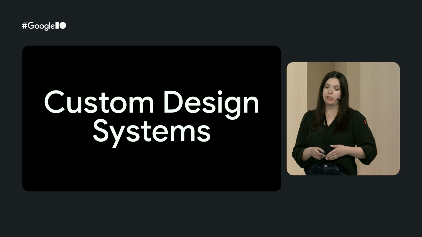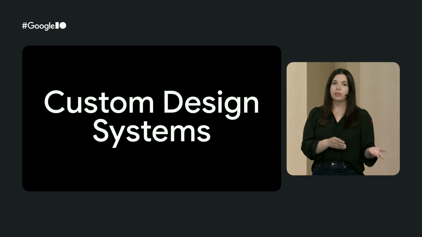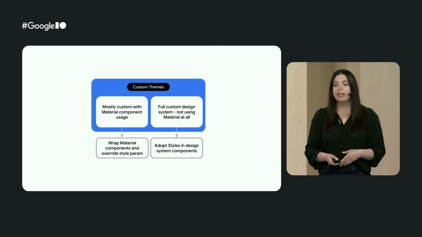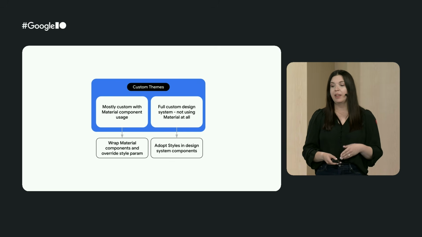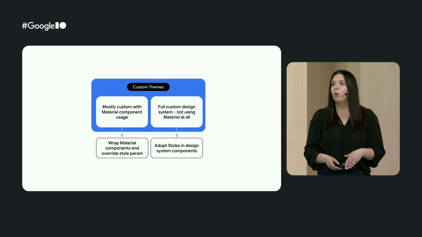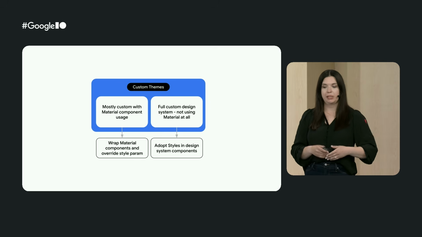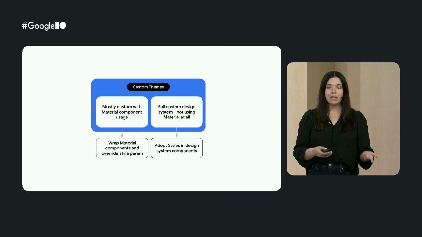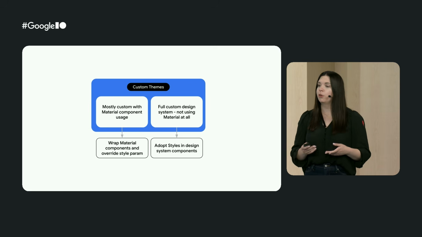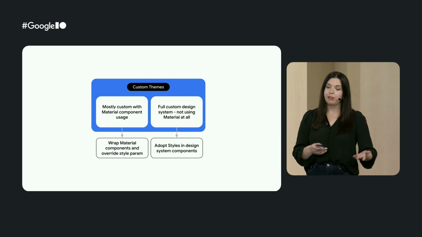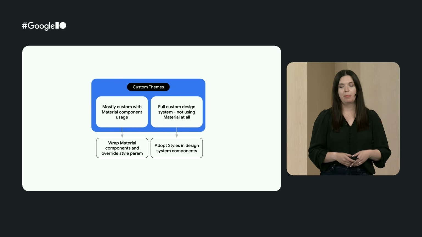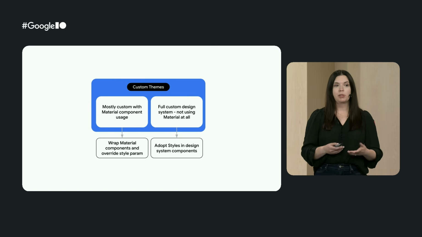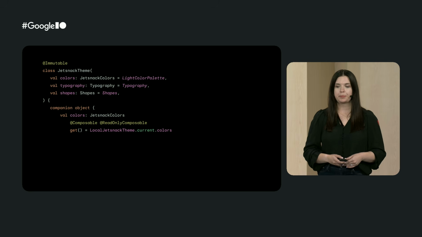So if you're not using Material Design, you can try out styles in your own design system today. If you are in one of these two camps, you're either not using Material at all, or you have a custom theme that wraps Material components. Our recommendation is to use styles within your own theme components. And when Material components expose a style parameter, you can use that in your wrapped component definitions.